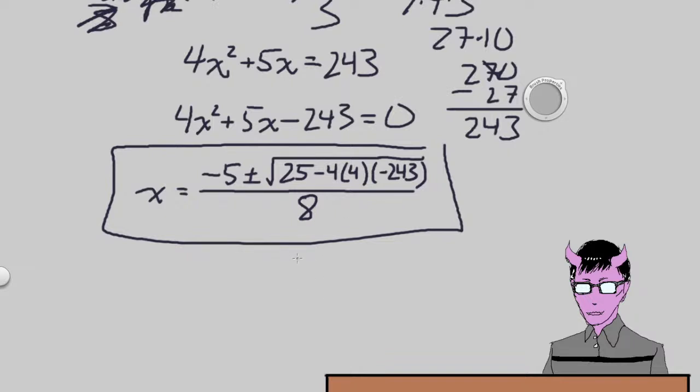That gives us an irrational 62.55-ish. Copy paste the rest of that junk. So it's 5 plus or minus that, all over 8. Alright.